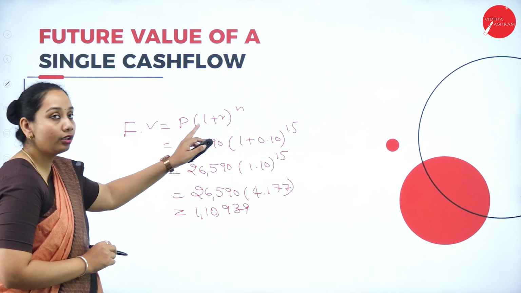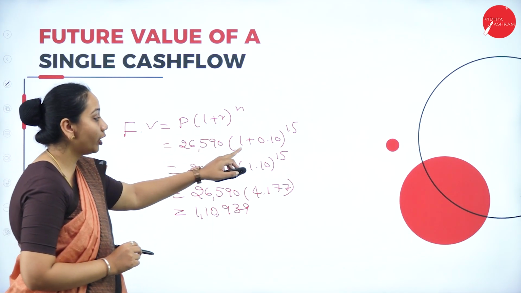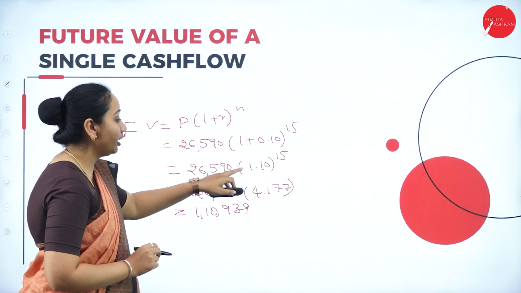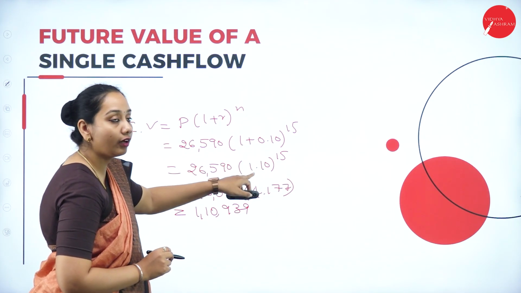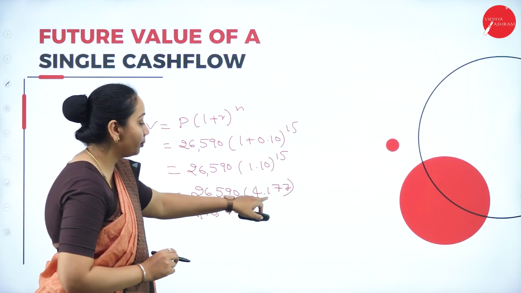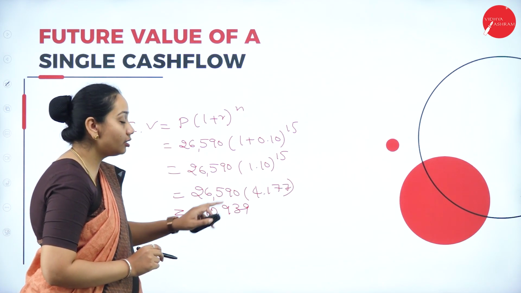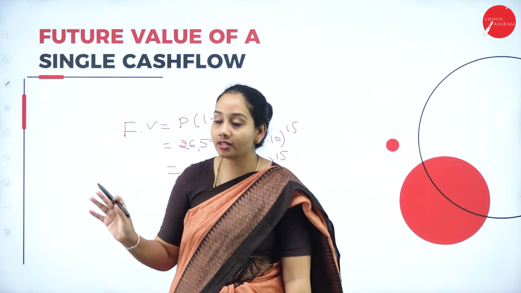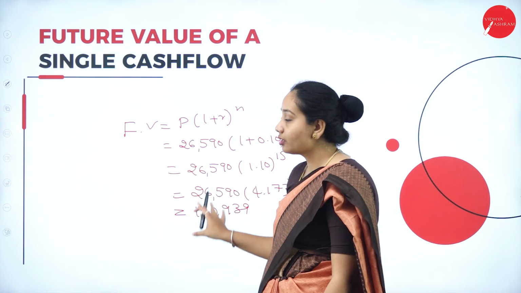So P into 1 plus R whole to the power of N, 26,590 into 1 plus 0.10 whole to the power of 15. 26,590 into 1 plus 0.10, that is 1.10 whole to the power of 15. The value of 1.10 whole to the power of 15 is 4.177. So we'll get 1,10,939 as the future value if Mr. X has deposited 26,590 for a period of 15 years. This is the solution.